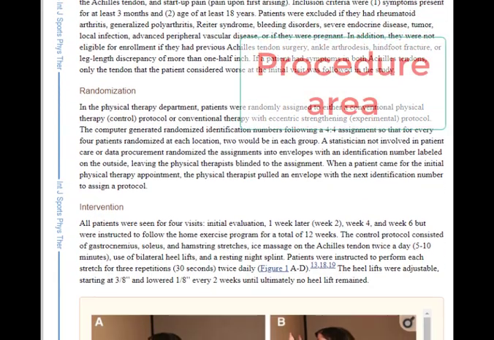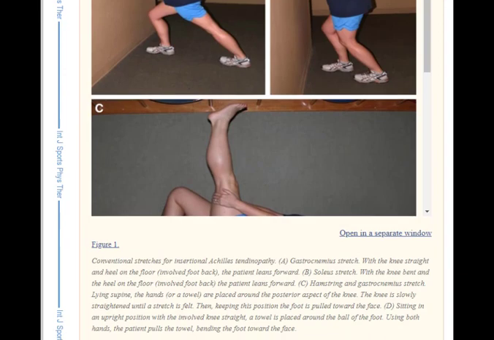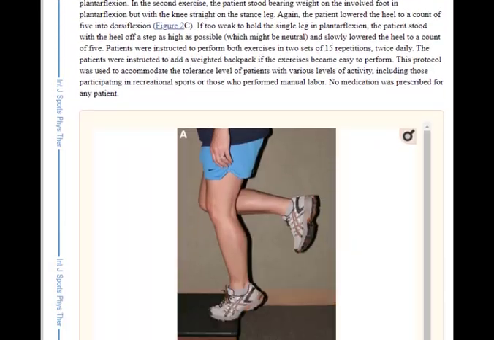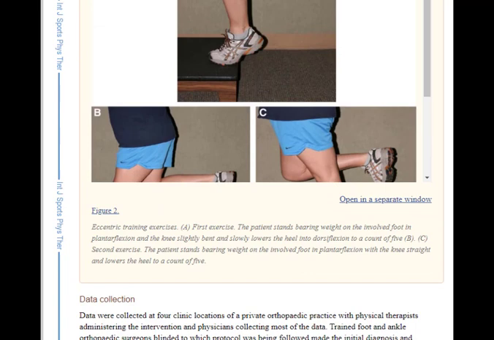Scrolling forward, we'll get to the procedure area. And the procedure explains the treatment of the study groups in the study. And this will vary based on the study design. For this particular study, we have an intervention, and that is that they're actually doing something to the participants. So it's describing what they've done, and in this case, it's illustrating it, which is not necessarily typical, but it can be. In any case, we know what they're doing.